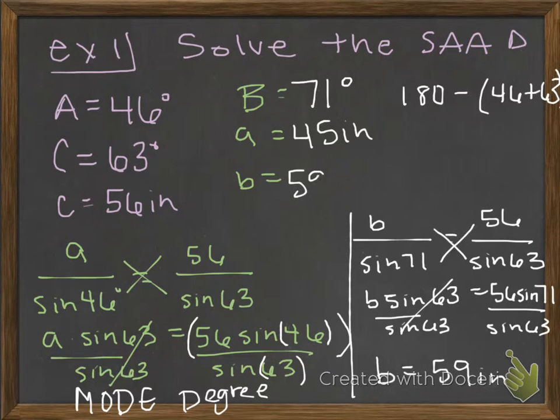And by doing these calculations, we've now found everything that's missing about the triangle. So our triangle is what we call solved. We're going to do one more example together, and then you have some problems that are going to be assigned for you to do.